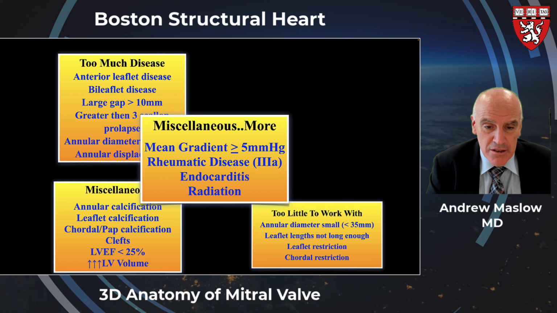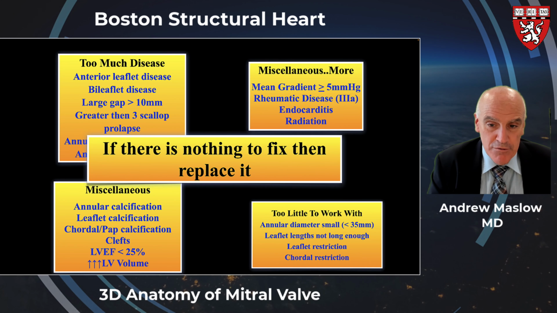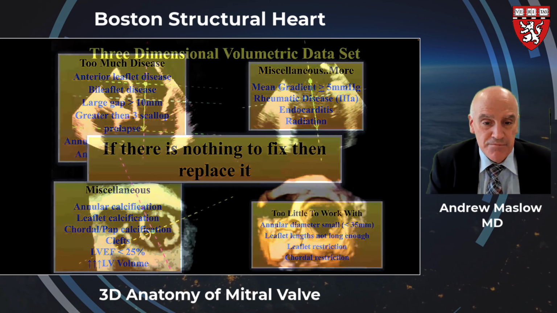Rheumatic disease, leaflets are oftentimes restricted. Endocarditis may have damaged leaflets. Radiation can cause different things to leaflets, but oftentimes results in relative restriction. If there's nothing to repair, then it's probably better to just replace the valve for long-term function.